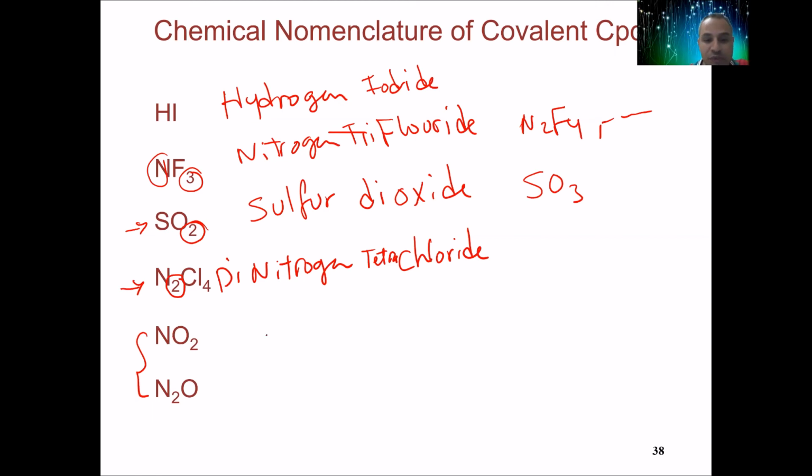Nitrogen is further to the left, so it comes first, so it's nitrogen, and then oxygen with IDE at the end, but we have to use Greek prefixes to indicate that we have two oxygen atoms. In the second example here, it's actually dinitrogen oxide.